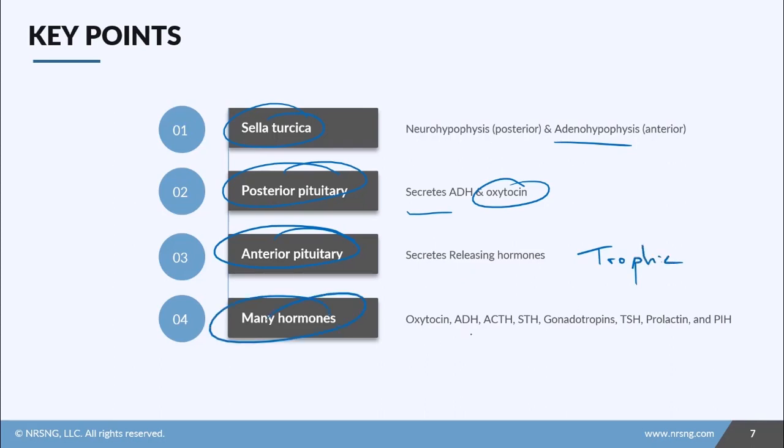There are lots of hormones associated with the pituitary gland. There are tons. So you've got oxytocin, ADH, ACTH, which is the adrenocorticotropic hormone, STH, the gonadotropins, the thyroid stimulating hormone, prolactin, and the prolactin inhibiting hormone.